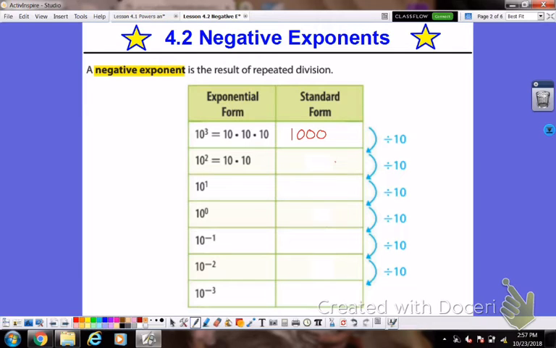10 squared, which is 10 times 10, gives us 100. 10 to the first, which is just 10. 10 to the 0, we already know from last lesson, anything to the 0 power is 1. And notice over here, we're dividing by 10 each time.